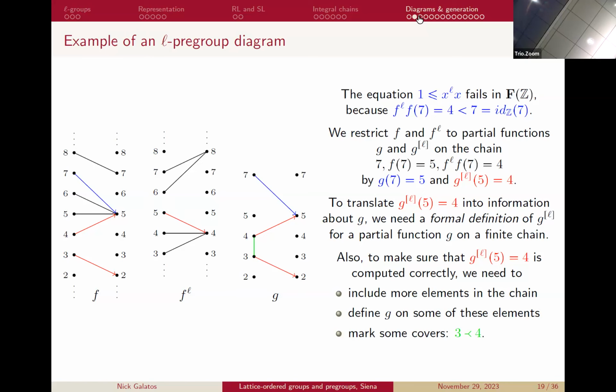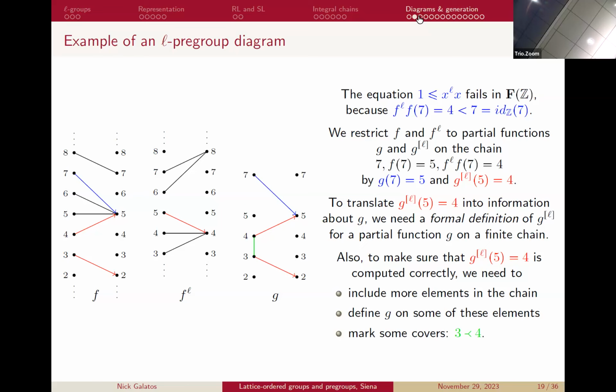And now, to protect the fact that FL of 5 has to be 4. Let's see, why was FL of 5 4? Because 5 is in the image and FL just takes this. But if you only keep that, how could you fail to have the same calculation? Well, what if F of 3 was also 5? If you take that thing and stupidly embed it into some extension, and that extension sends 3 to 5, then FL of 5 wouldn't be 4, it would be 3.